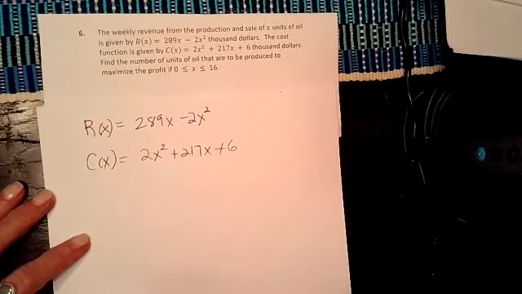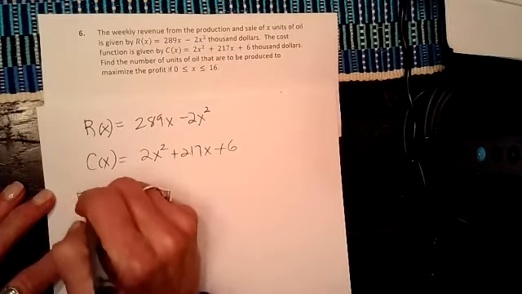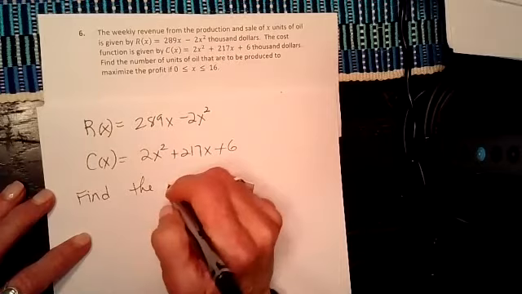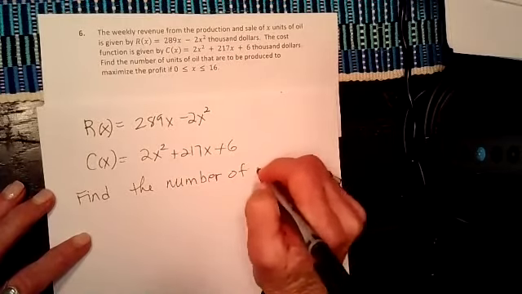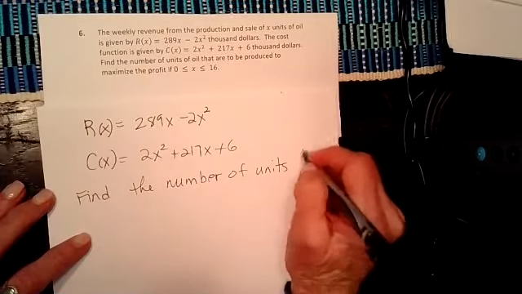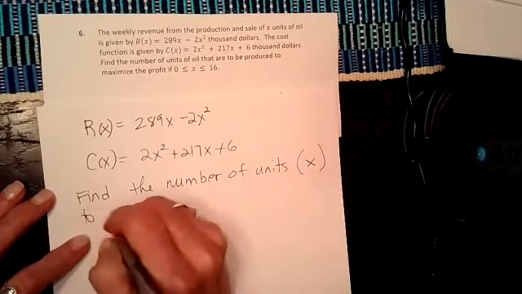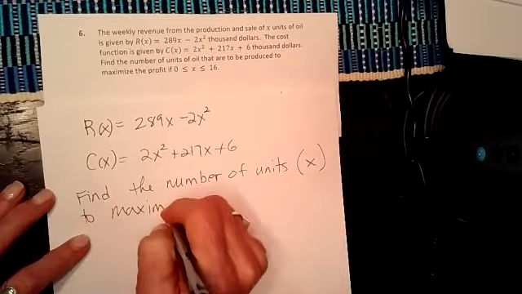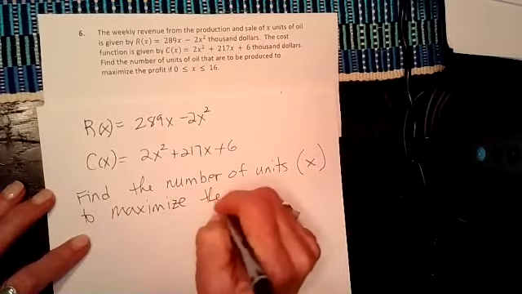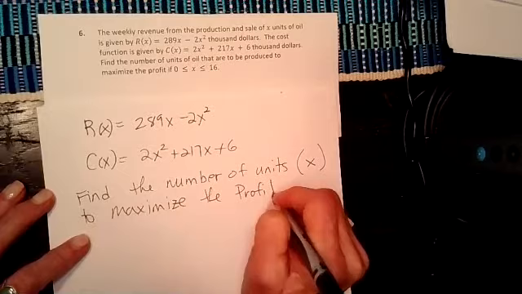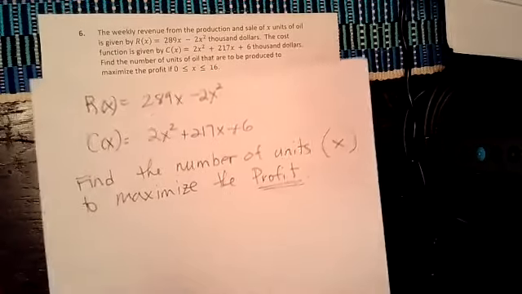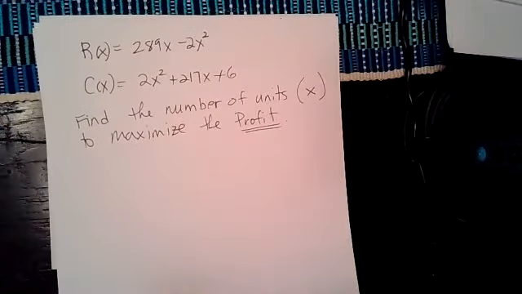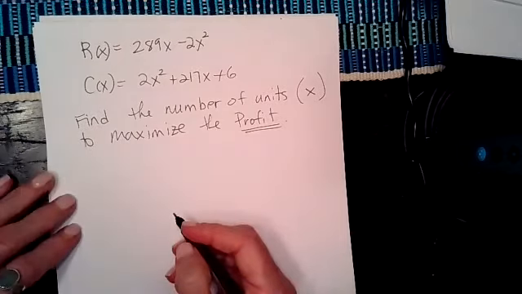Okay. And when they're asking for the number of units, they're asking for X to maximize the profit. Okay, so here we go. That means we have to take the derivative of the profit and find my critical numbers. Okay, well, they didn't give me the profit function, so I have to write it. We can do that because we did that on, what was that, test 2.